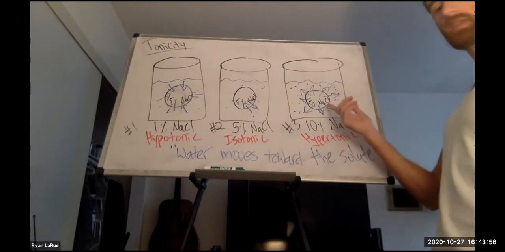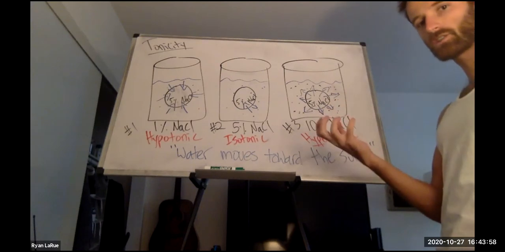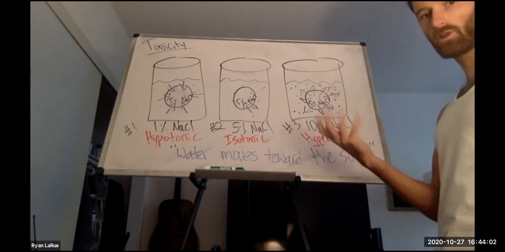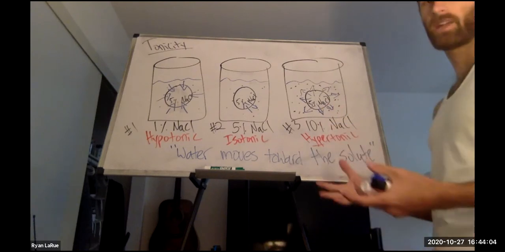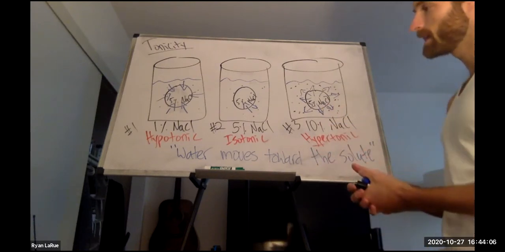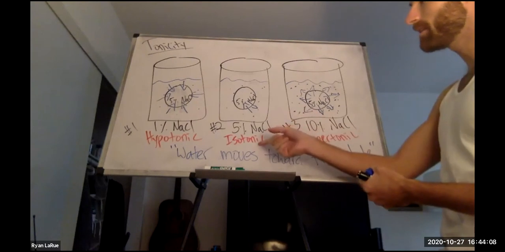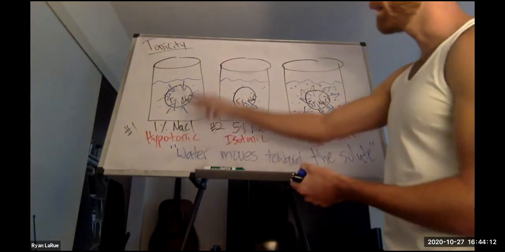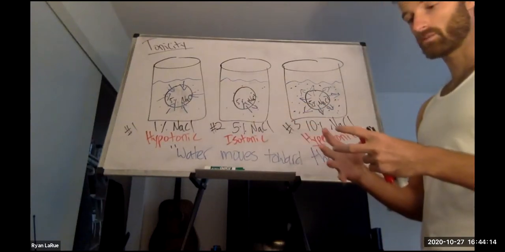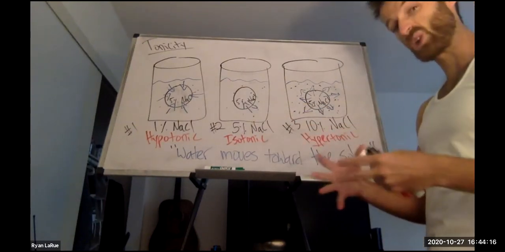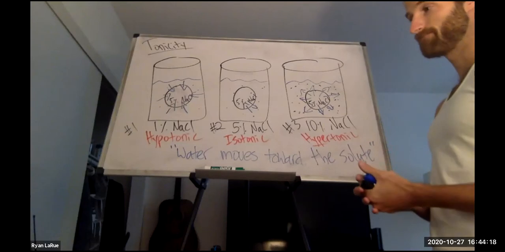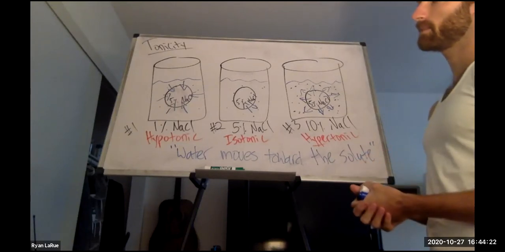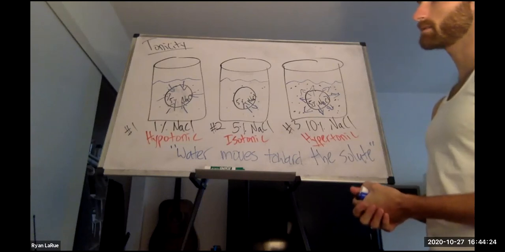So this cell, because it's losing water, actually starts to shrivel up. No good. It's dehydrating, it's losing water, right? This cell, no change. And this cell is going to start to enlarge, and it can actually burst, which can be problematic if a cell is placed in a hypotonic solution.